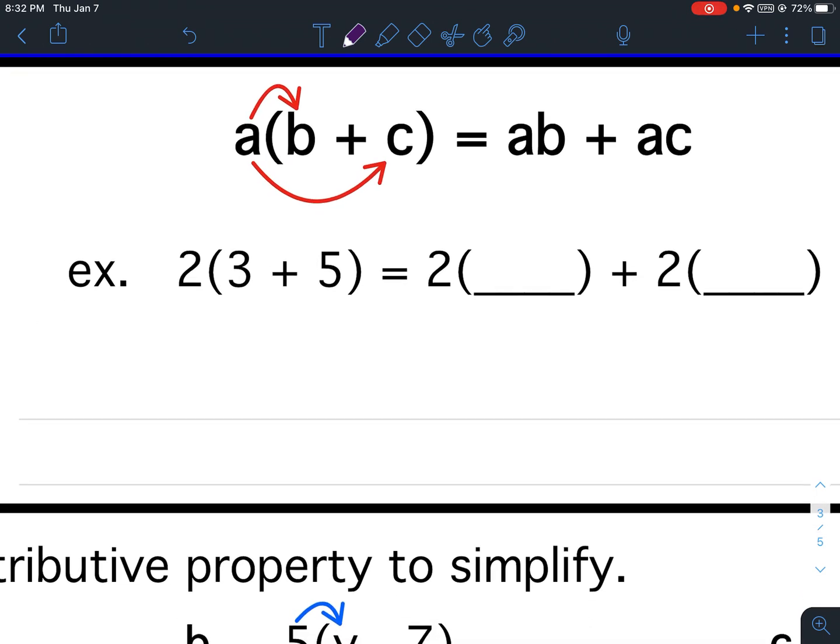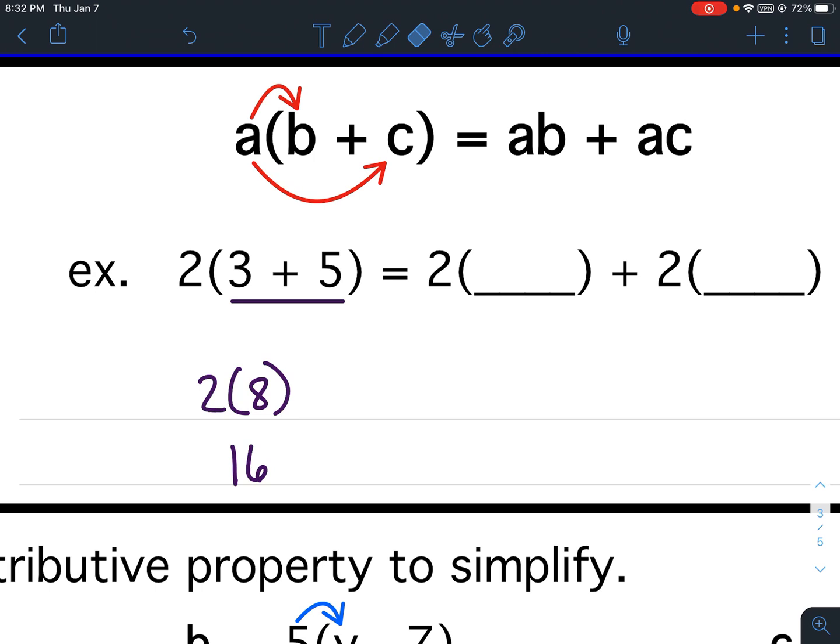Now, normally, if you had an example like 2 times (3 plus 5), normally you would do what was inside the parentheses first. So I would add 3 plus 5 to get 8, and then 2 times 8 is 16. We know that that is how you would normally do it.